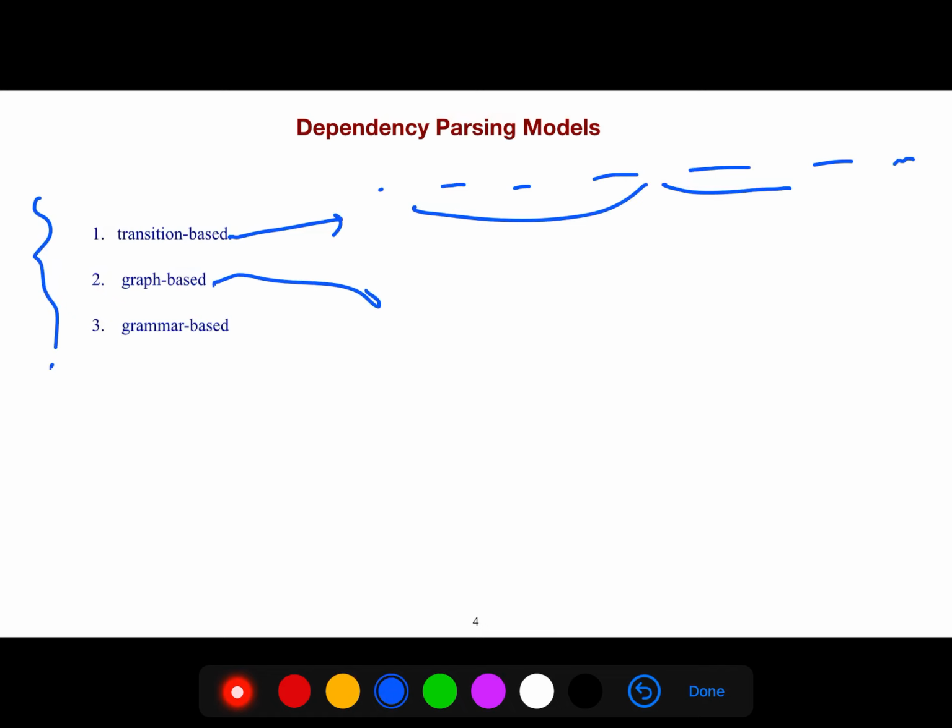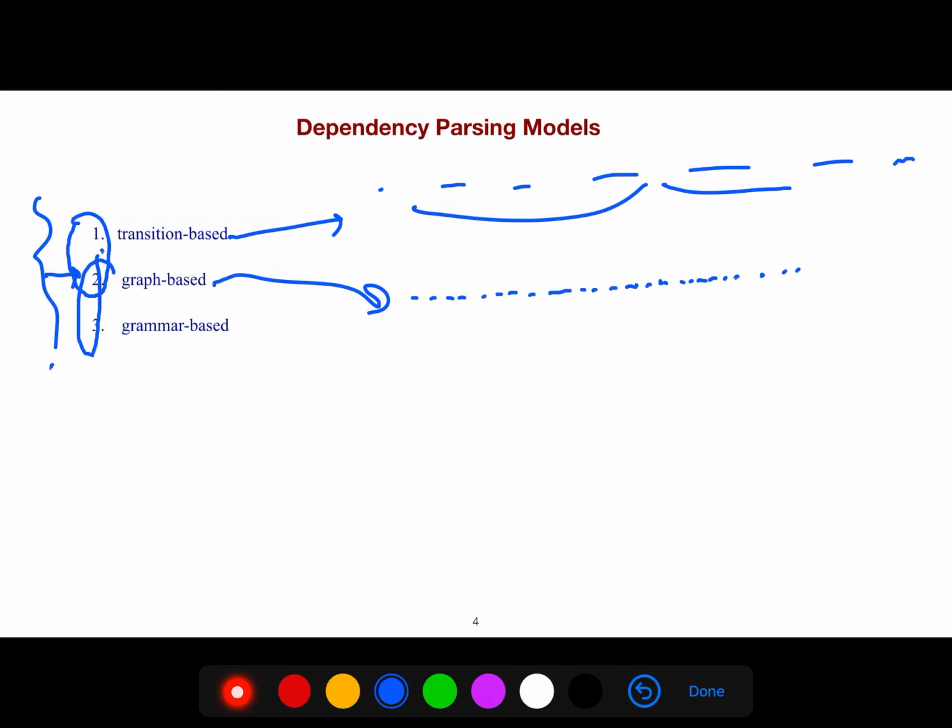On the other hand, graph-based approaches are great. They can handle very complex, very long sentences, but the order of complexity is too big. We don't like it. So we want to improve it. If you want to write an article, please improve the computational complexity of this graph-based approach. Maybe combining the paradigms of 1 and 2, maybe combining the paradigms of 2 and 3.